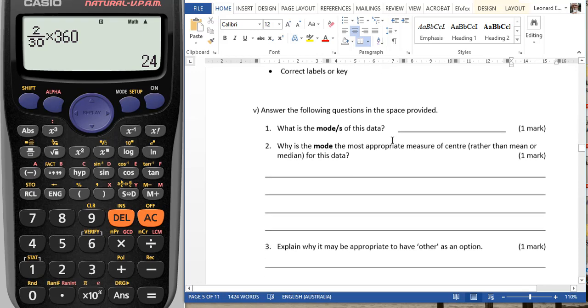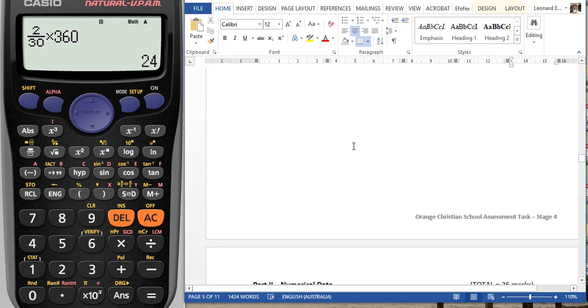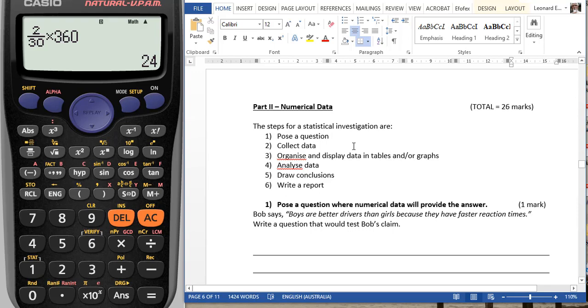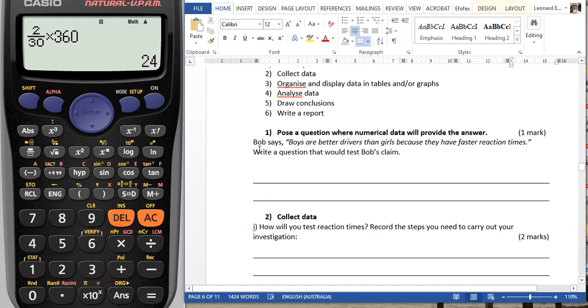Then I need to answer some questions based on this data, and we're about to do what mode, mean and median are next week in week 3. Part 2 is another thing that we'll be working on next week in class. So this is the process of a statistical investigation. Let's imagine that Bob makes this claim that boys are better drivers than girls because they have a faster reaction time. Students need to write a question that will test this claim about boys being better drivers.